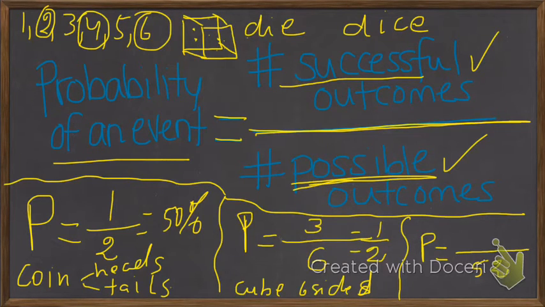picking up the ace of spades from a deck of cards will be how many? Well, it's the only one in the whole deck, right? So that would be 1 out of 52. What I'm trying to get across is that the 1 is your successful outcome. This is what you're looking for. And the possible outcomes is the total number.